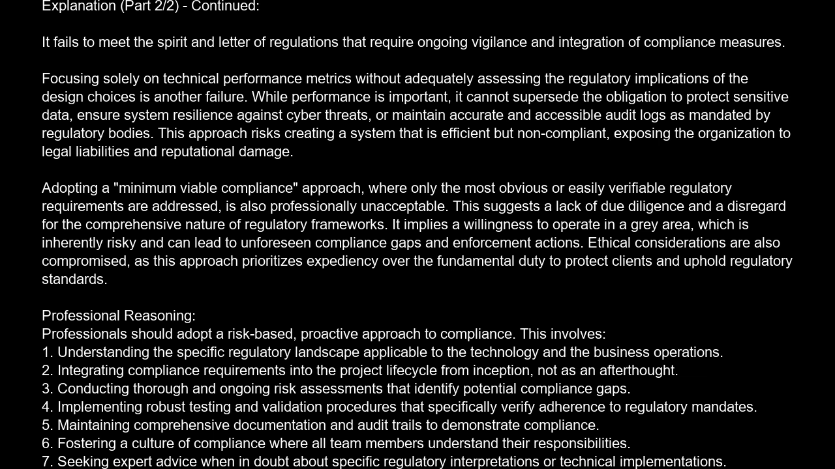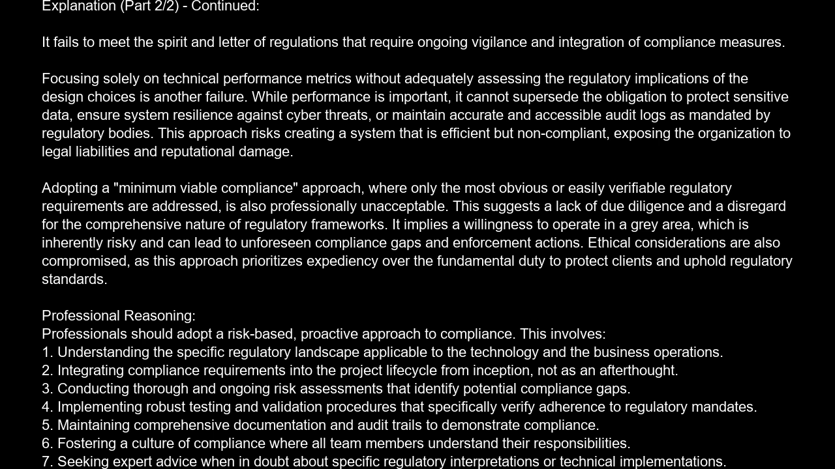Adopting a minimum viable compliance approach, where only the most obvious or easily verifiable regulatory requirements are addressed, is also professionally unacceptable. This suggests a lack of due diligence and a disregard for the comprehensive nature of regulatory frameworks. It implies a willingness to operate in a gray area, which is inherently risky and can lead to unforeseen compliance gaps and enforcement actions. Ethical considerations are also compromised, as this approach prioritizes expediency over the fundamental duty to protect clients and uphold regulatory standards.